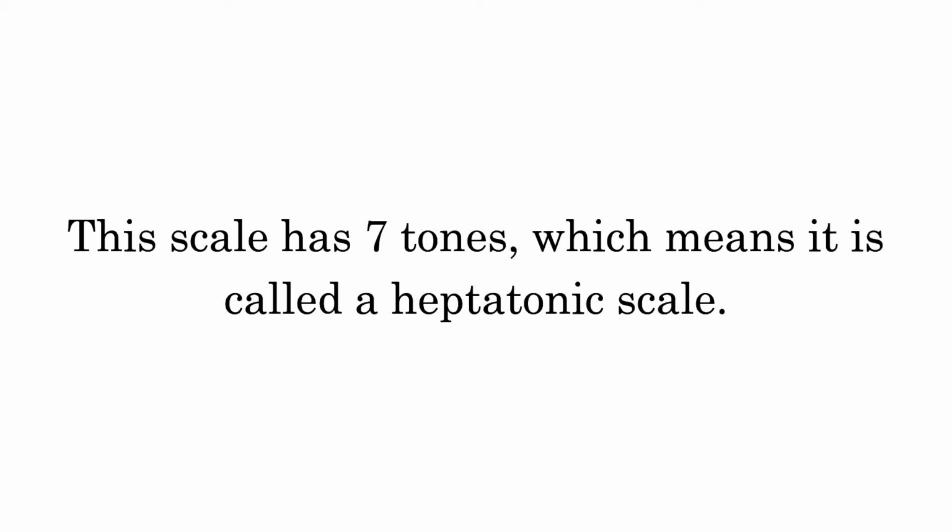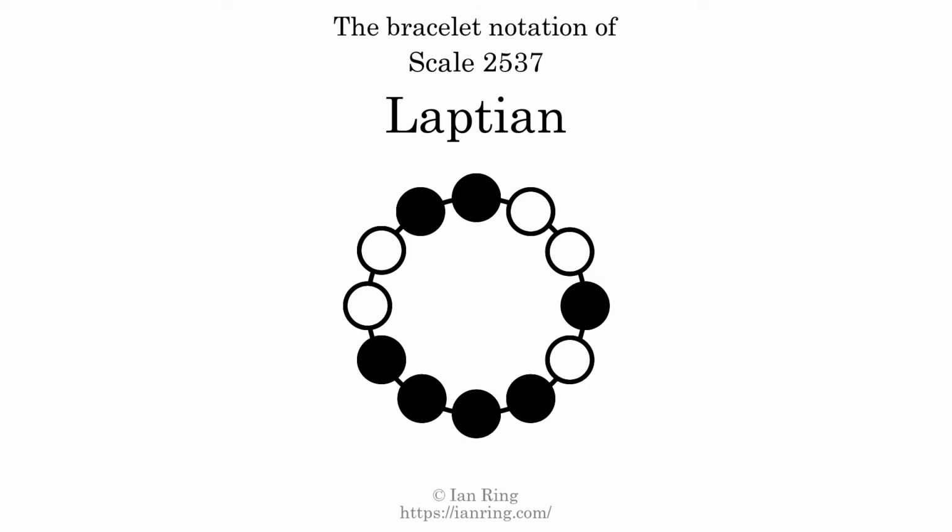This scale has 7 tones, which means it is called a heptatonic scale. This is a bracelet notation diagram of scale 2537. The shaded circles represent tones that appear in the scale, and they are read clockwise, starting at the top.